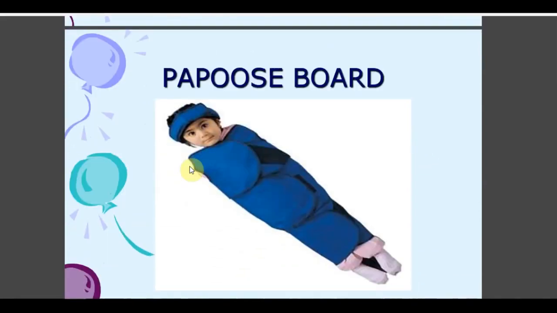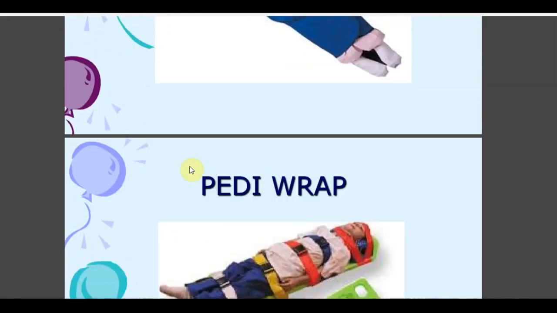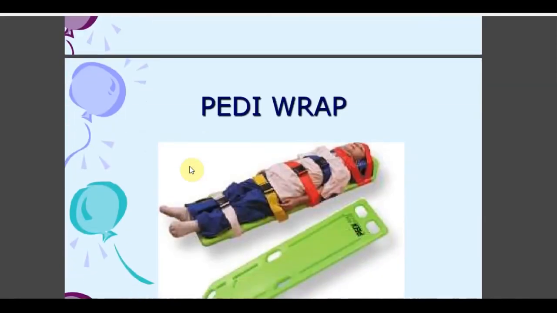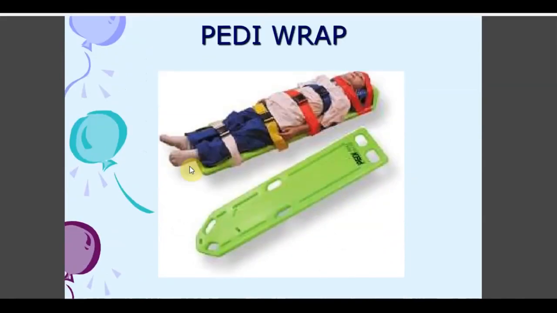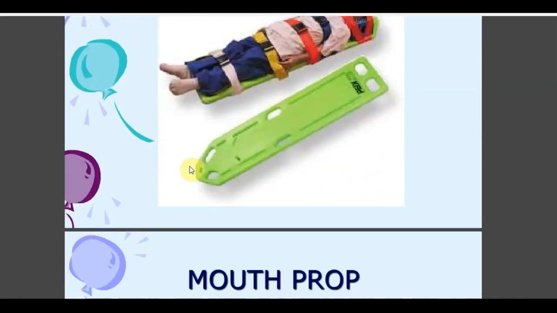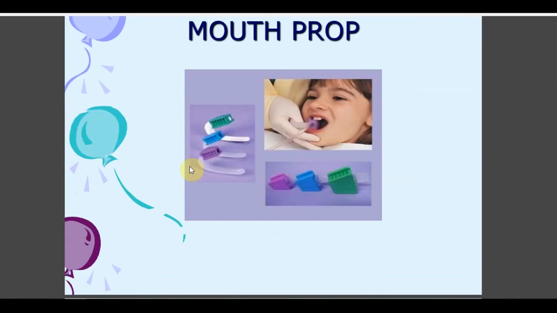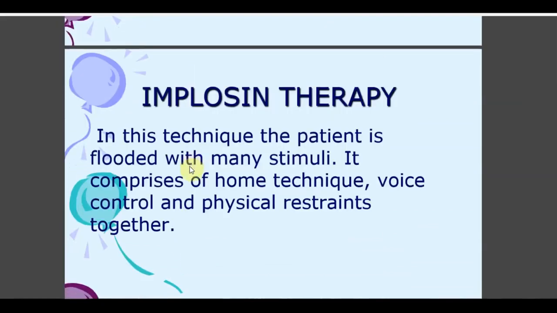So this is Papoose board. It's just like a wrap, a complete wrap. Pedi wrap is something like we have seen during accidents. It is a miniature version of that type of structure. Mouth prop is nothing but blocks which keep the maxilla and mandible apart so that the treatment can easily be done and the child won't interfere with the procedure. So that is mouth prop.